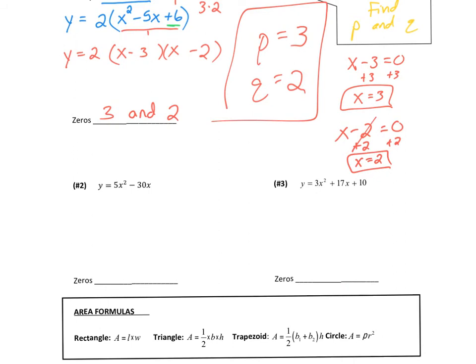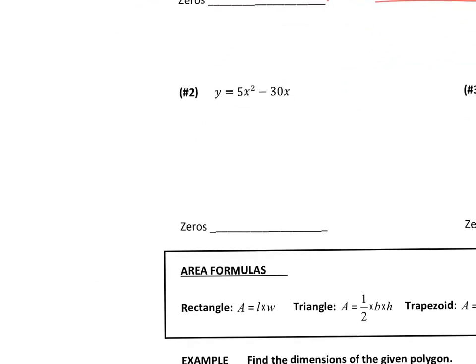So I'm gonna do one of the two here. So if we do number 2, we're gonna put this in intercept form. So what this means is you have to factor and find P and Q. So if you look at the right side, the 5x squared minus 30x, start with the GCF. The GCF is 5x. Okay, and the leftovers are x minus 6.